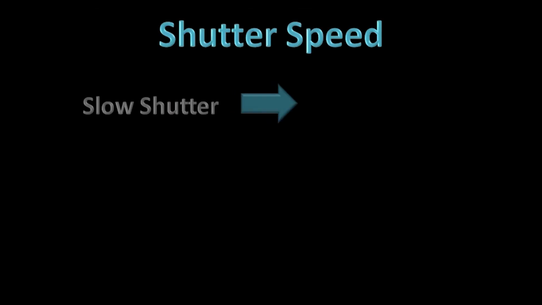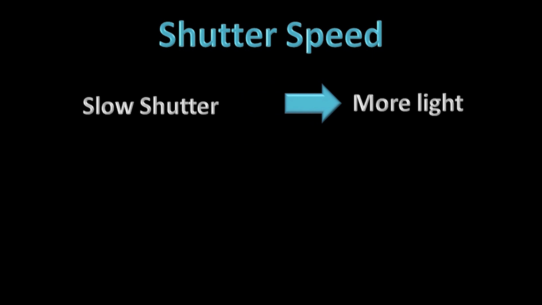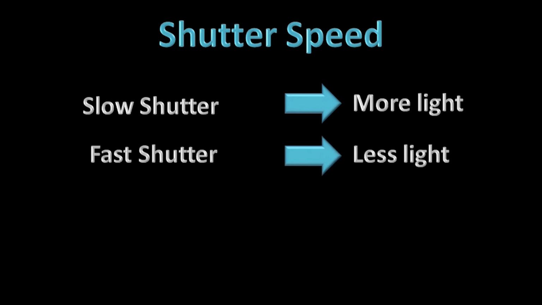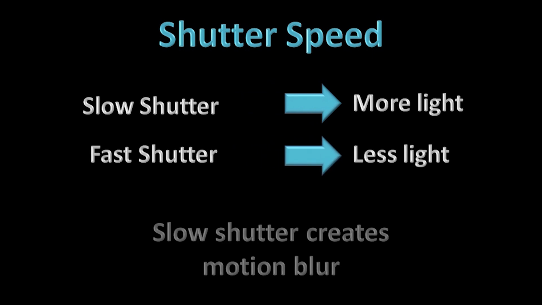So remember that a slower shutter speed lets in more light, and a faster shutter speed lets in less light. But the catch to getting more light with the shutter is that you sometimes get motion blur that you may or may not want depending on your situation.